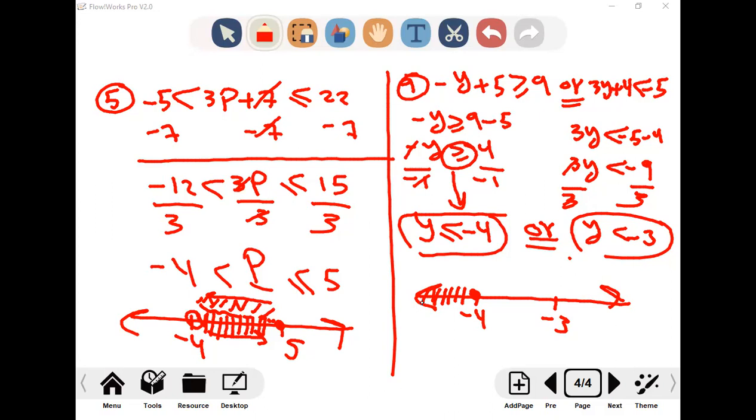Y is less than or equal to negative 4, or y is more than negative 3. Either this or this is a solution. Done? Next. Question 10 is the same idea. Next, 13.